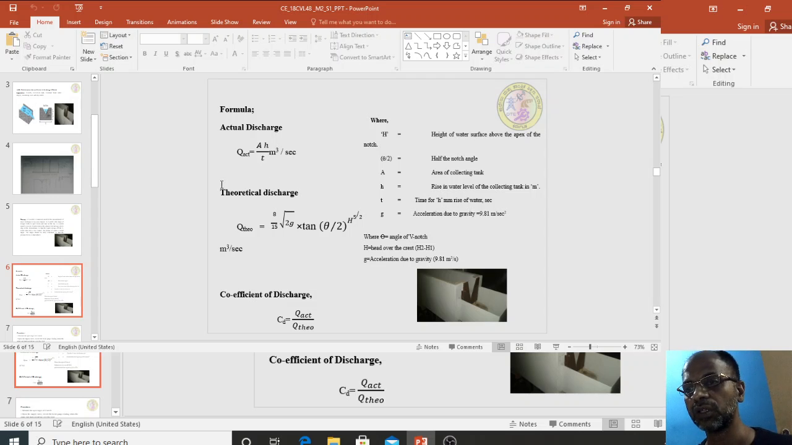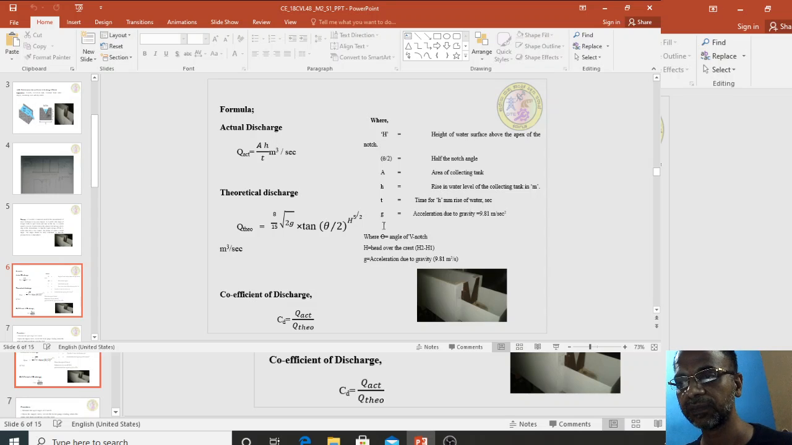Now coming to the theoretical discharge. Q theoretical is equal to 8 by 15 root of 2g, tan theta by 2, whole to the power 5 by 2, in meter cube per second, where g is the acceleration due to gravity, which is 9.81 meter per second square.